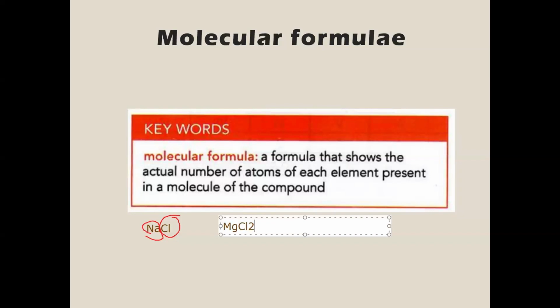MgCl2. This is a molecular formula. What information can we get from this formula? The molecular formula shows us the atoms and their actual number. Okay. So here we have magnesium and chlorine. We have one atom of magnesium and two atoms of chlorine.